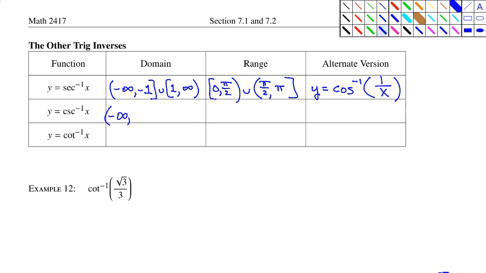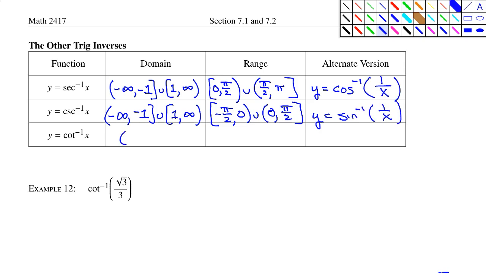Next is cosecant inverse. This has the same domain as the secant function, but it has a range that is more similar to the sine function for obvious reasons. It's more closely related to sine, and the alternative version is the arc sine of 1 over x.